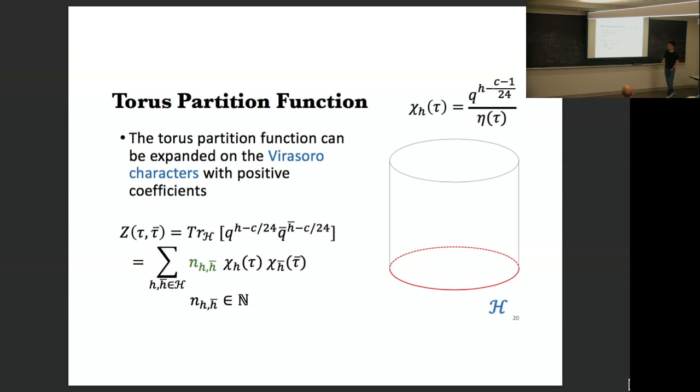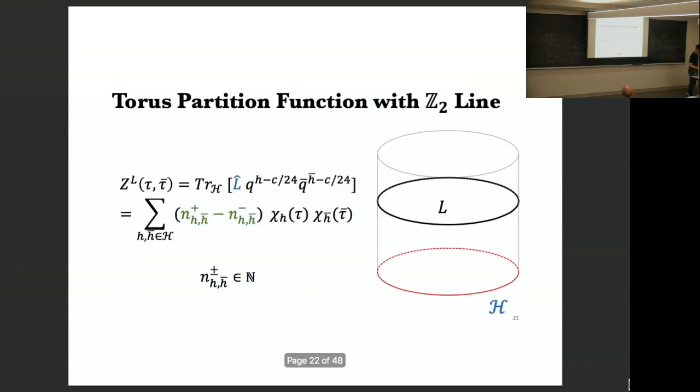And when c is greater than 1, then the Virasoro character is given by this simple function. q is e to the 2 pi i tau, and eta is the Dedekind eta function. So you have a torus partition function that has to be expandable on these Virasoro characters with positive coefficients. So that's the first positive function that we encountered.